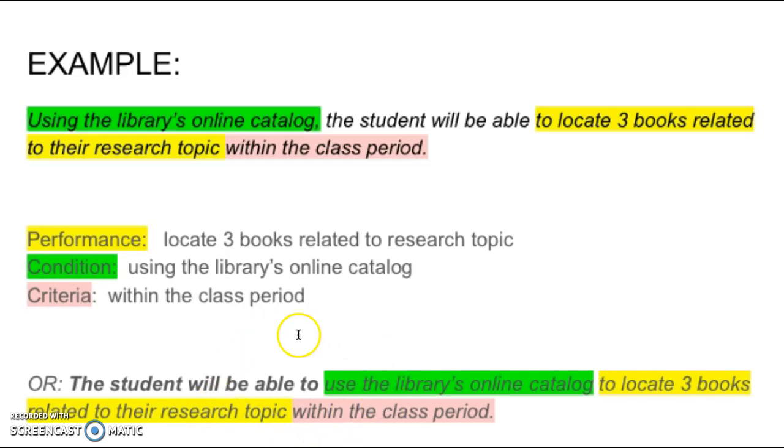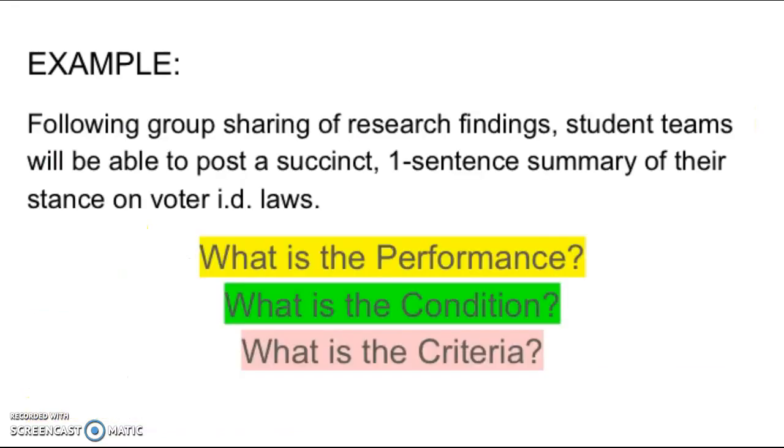So that's why here at the bottom, I have written it with "the student will be able to," or SWBA, which we see sometimes. The student would be able to use the library's online catalog to locate 3 books related to their research topic within the class period. So personally, it does not matter to me if you start with "the student will be able to," or if you prefer to use a different set of phrasing, as long as you have all 3 of the parts of the objective. Here's another one.